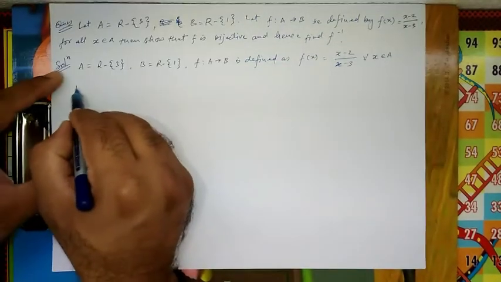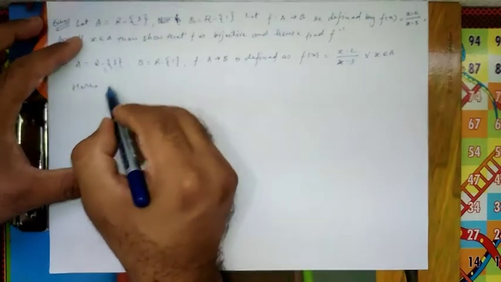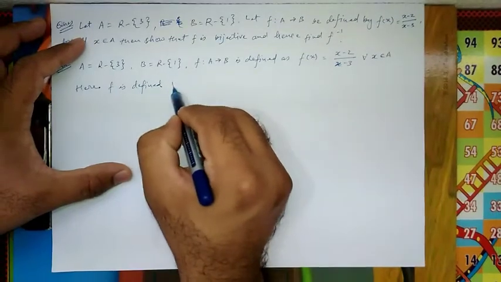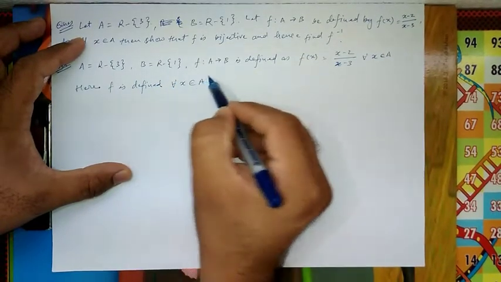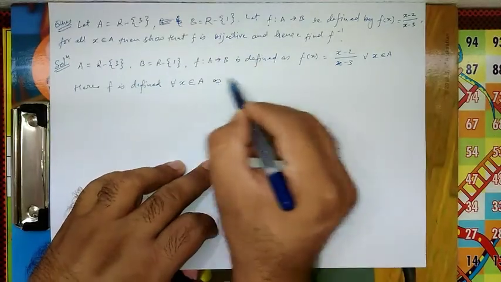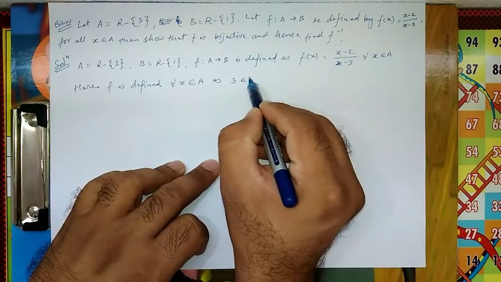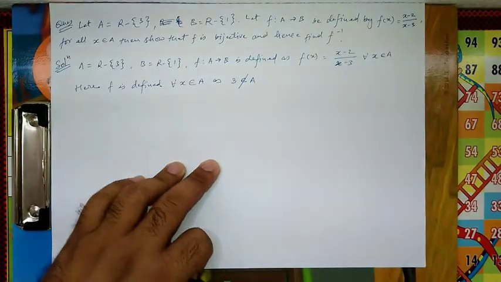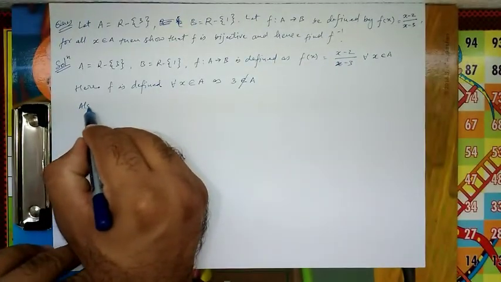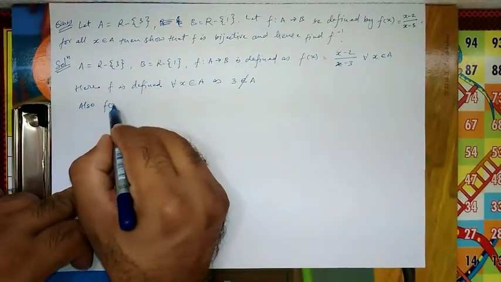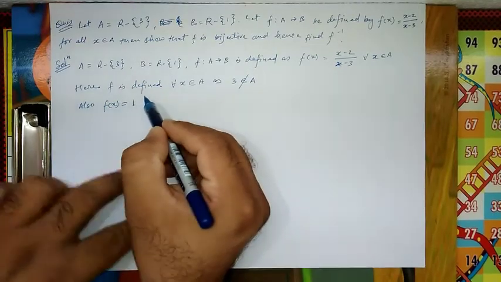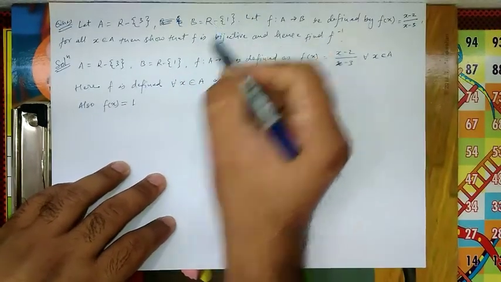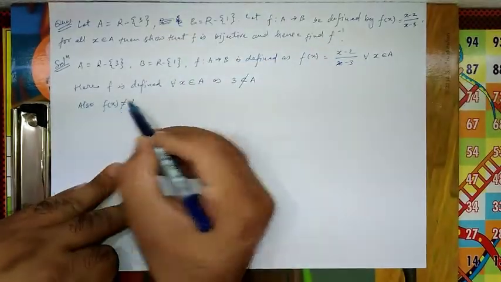Here f is defined for all x belongs to A as 3 does not belong to A. Also, f of x is not equal to 1, as this one is whatever we are getting from set B, so f of x is not equal to 1.